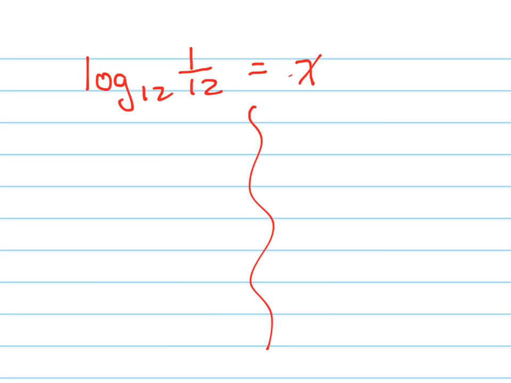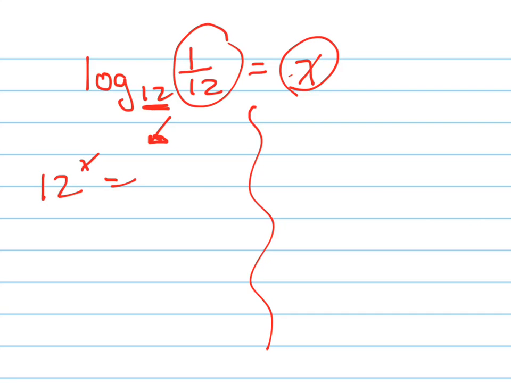I'll do this a couple different ways. We could either convert this using the equivalence. So that would be 12 to the x equals 1 over 12. That's the equivalence. I can do it this way, and now I can see, oh wait a minute, what's 1 over 12 the same as? This is like 1 over 12 to the 1.